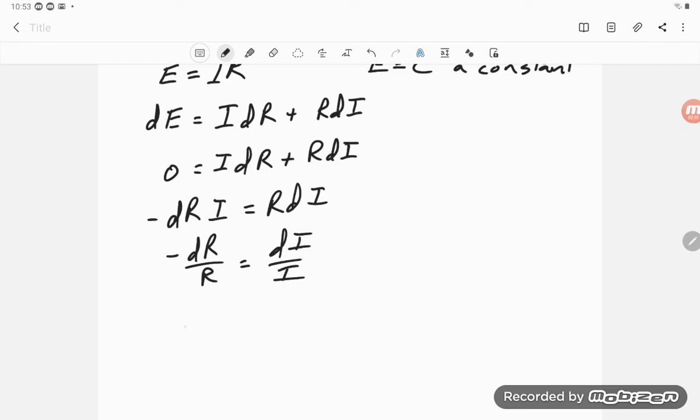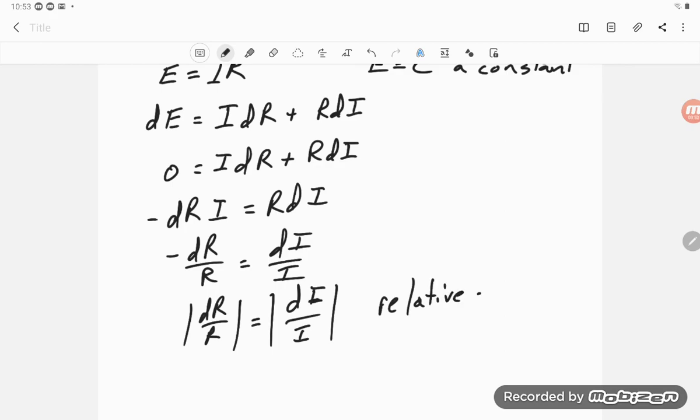And so if I take the absolute values of everything, that's dR over R is equal to dI over I. And these are both the relative errors. And again, it says show that the magnitude of the relative error in R, okay, there's the magnitude of the relative error in R, caused by a change in I. Okay, so if I changed I, that would be the dI, is equal to the magnitude of the relative error in I. Yeah, so if I look here, I've got the magnitude of the relative error of I.